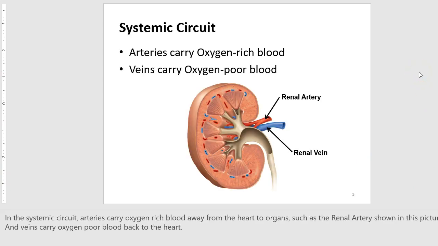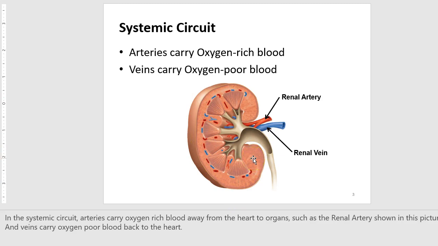So first, I'd like to review the systemic circuit, the path that blood flows in vessels of the systemic circuit. The heart pumps oxygenated blood into arteries, so arteries carry oxygen-rich blood. That blood, shown in this diagram, comes to the kidney in the renal artery, which diverges into small capillary beds throughout the tissue of the kidney.